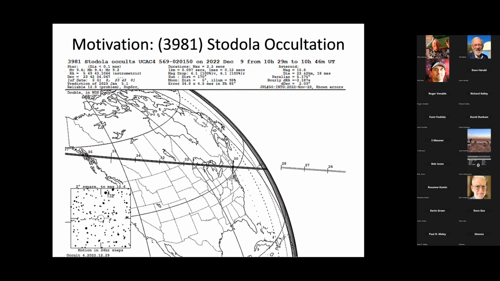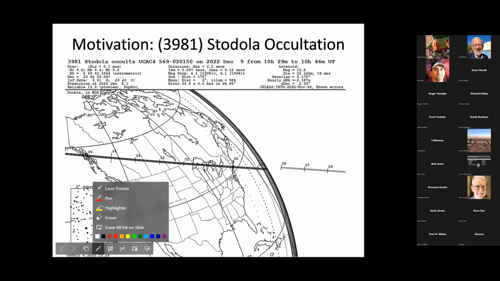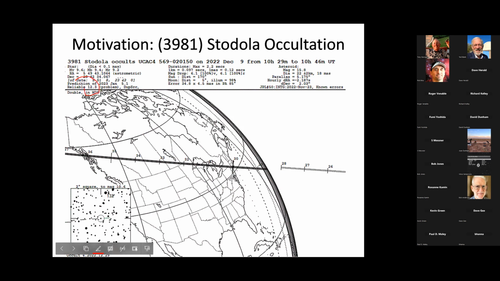And I got motivated on this by another occultation that we did. The rock is 3981 Stadola from December of last year. The expectation is 2.2 seconds. Look at the reliability here: 12.3. That's the Gaia DR3 reliability, RUWE is 12.3. There is no duplicate source, non-singular source tag in the Gaia data, which makes sense because it's 12.3 RUWE.